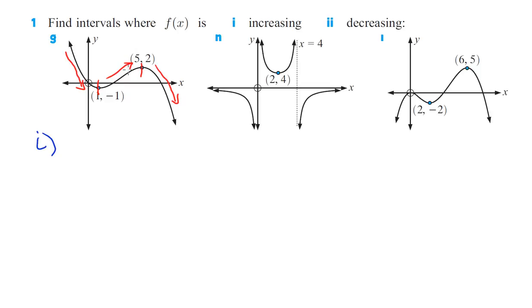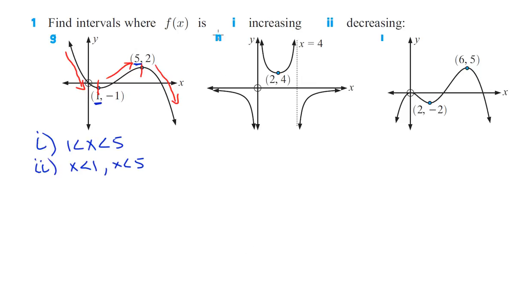So increasing is this section in here. So it's increasing when x is greater than 1. There's our 1. And then when it's less than 5. And then it's actually decreasing in 2 different spots. It's decreasing when x is less than 1. Right? And it's also decreasing when x is greater than 5. Okay?